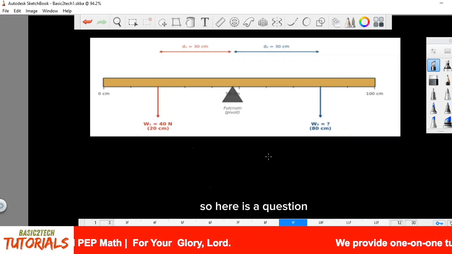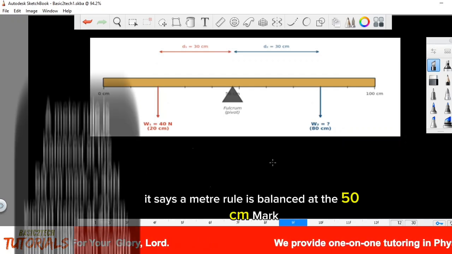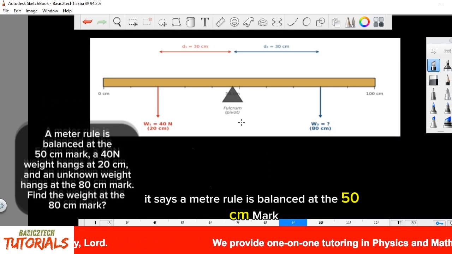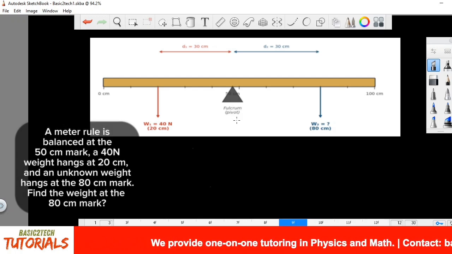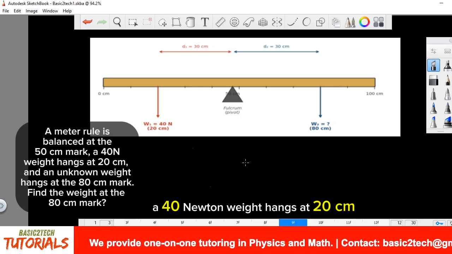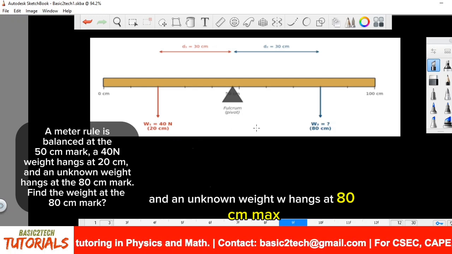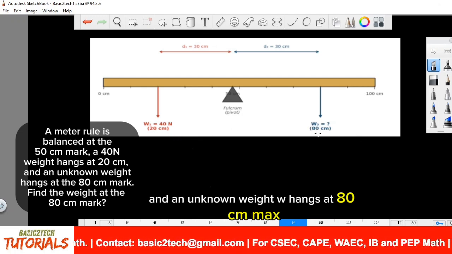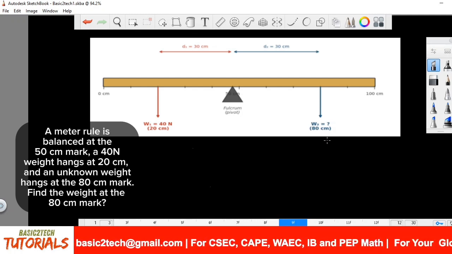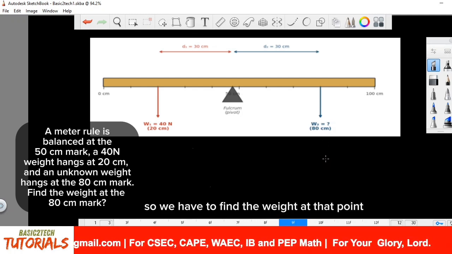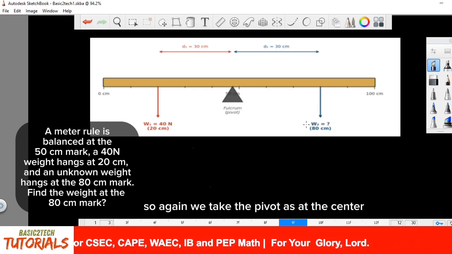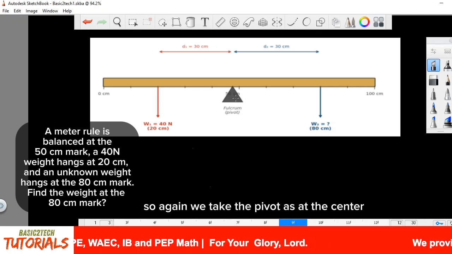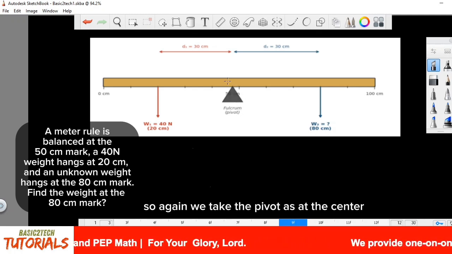So here is a question. It says, a meter rule is balanced at the 50 cm mark. A 40 Newton weight hangs at 20 cm and an unknown weight W hangs at 80 cm mark. So we have to find the weight at that point. So again, we take the pivot as at the center.